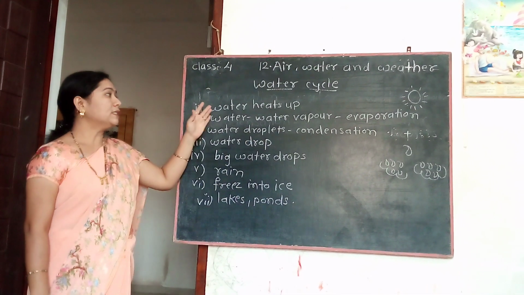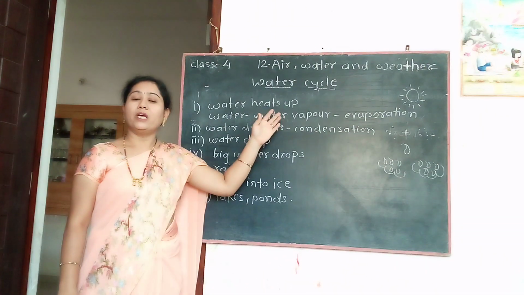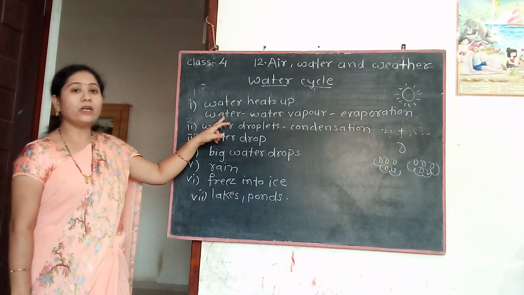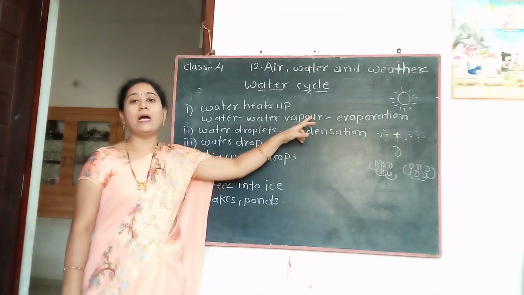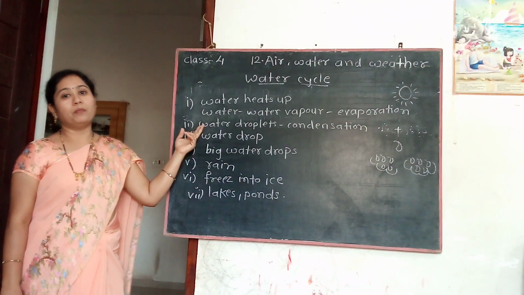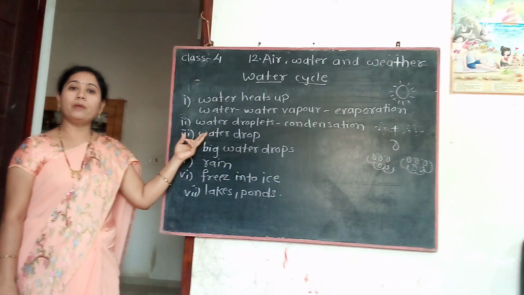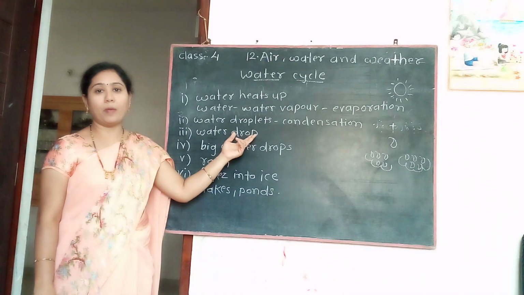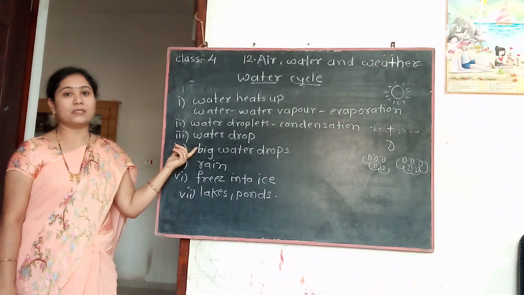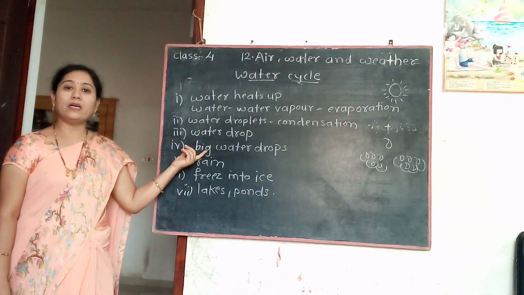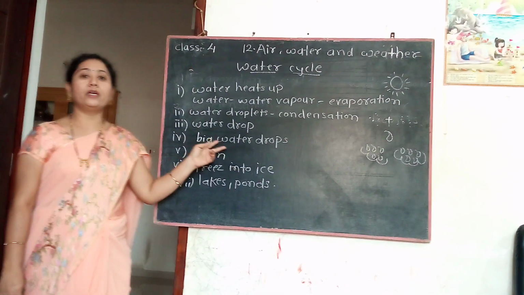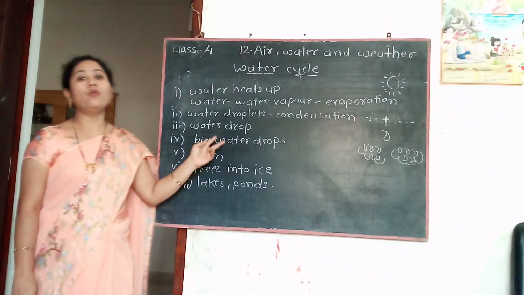First of all, the sun heats up the water from rivers, lakes, ponds, seas, etc. After heating, this water is converted into water vapor by the process of evaporation. Then these water vapors go up and cool down, and then water vapor is converted into water droplets by the process of condensation. Then these tiny water droplets mix with the dust particles in the air and form cloud.